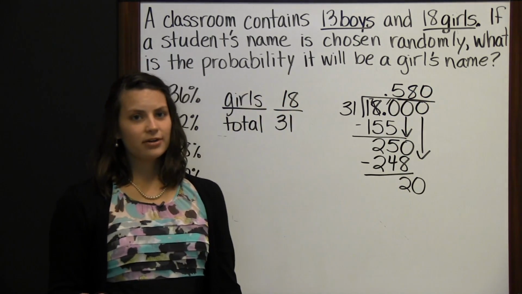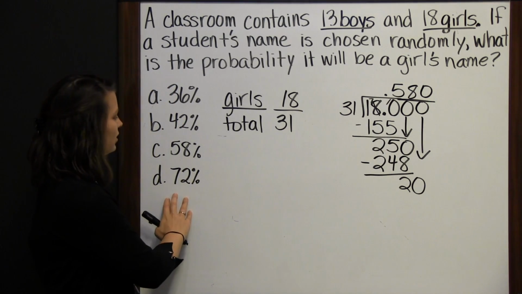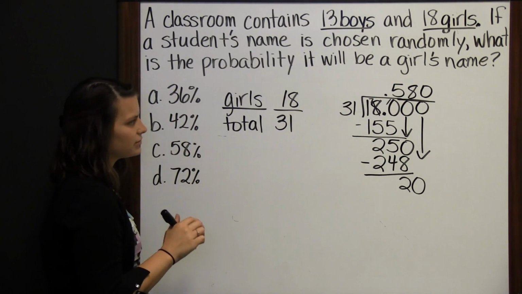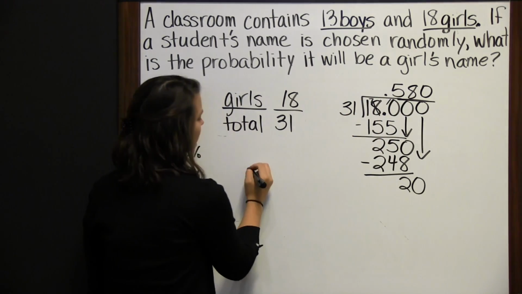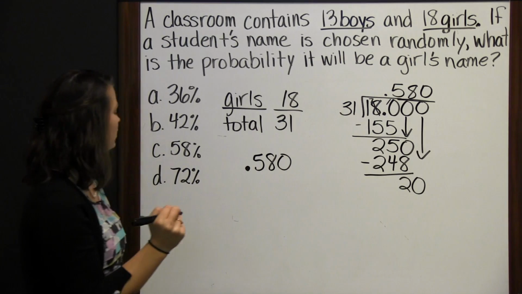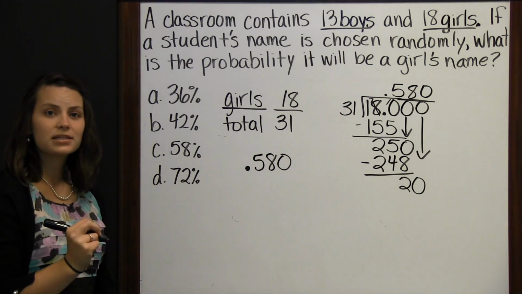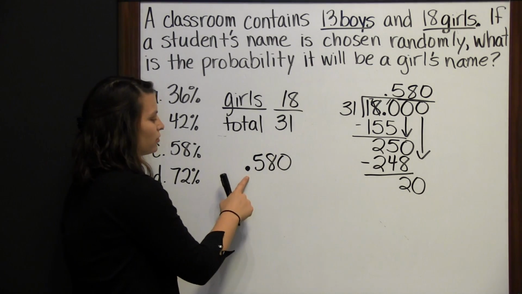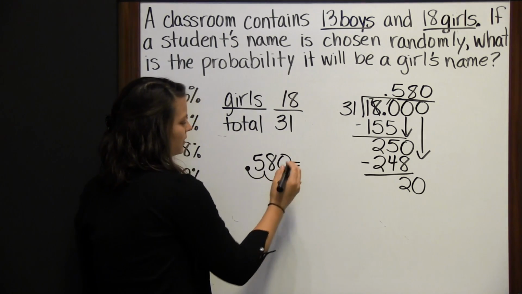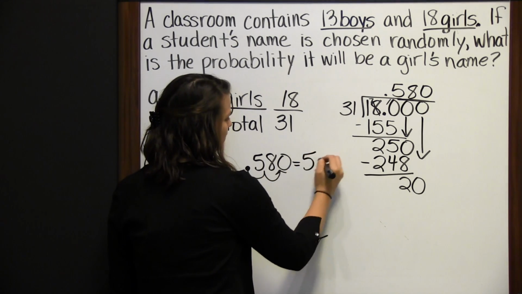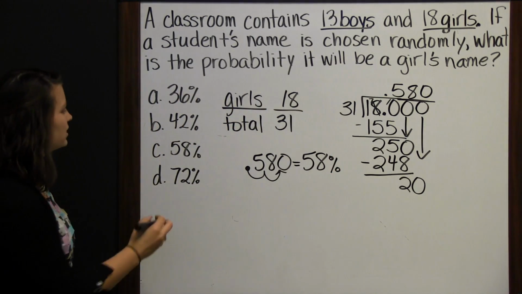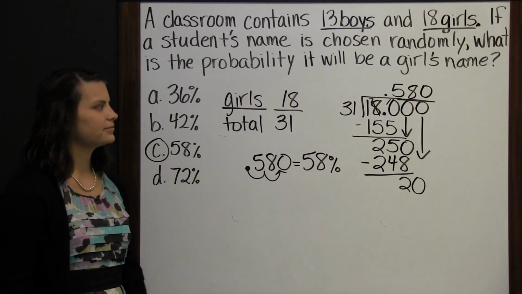Now we can stop here because if you look at your answers, they don't go beyond 2 numbers. And to change our decimal into a percent, we just move our decimal 2 places to the right. So 58 hundredths is equal to 58%, which is answer C.